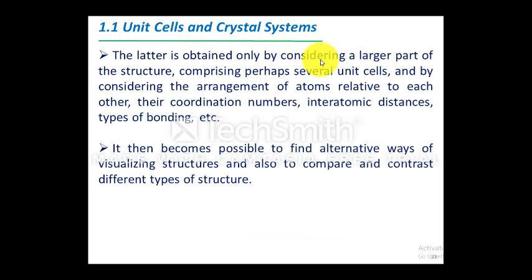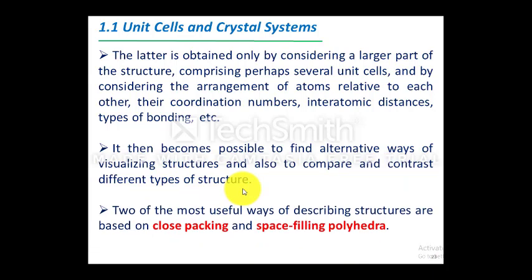The latter is obtained only by considering a larger part of the structure comprising perhaps several unit cells, and by considering the arrangement of atoms relative to each other, their coordination number, interatomic distances, types of bonding, etc. It then becomes possible to find alternative ways of visualizing structures and also compare and contrast different types of structures. There are two most useful ways of describing structures, which are based on close packing and space filling polyhedra.